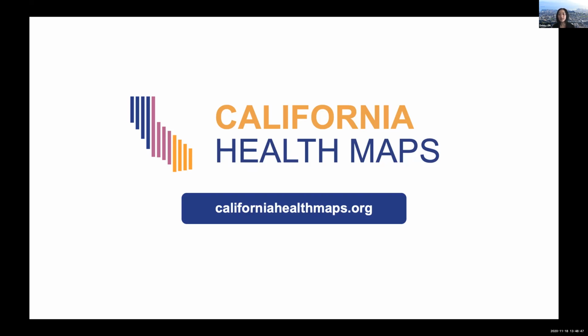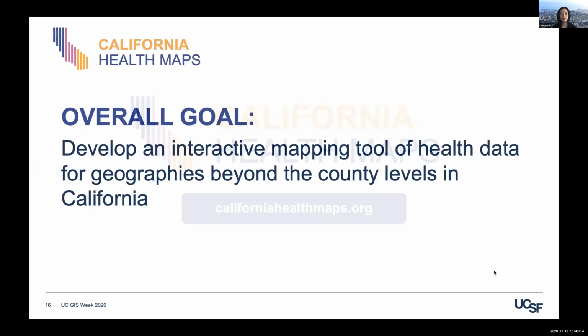Currently, however, the data is presented in a format that researchers and epidemiologists are very familiar with, but might not be as accessible to the general public. Also, generally speaking, the data is available at the county level as the smallest level of geography. However, we've felt an increased demand for sub-county data just to make it more meaningful for public health and policy efforts. So the goal of this project was to develop an interactive mapping tool of health data for geographies beyond the county level in California.